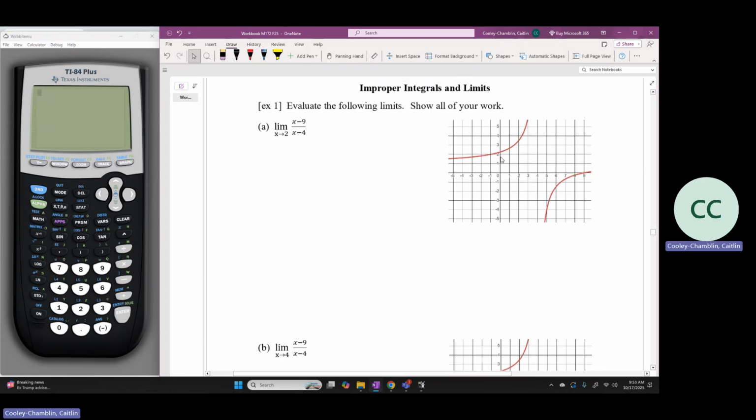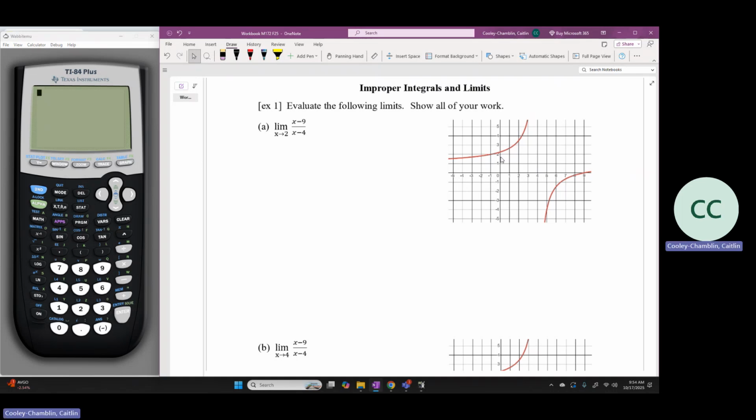Limits. The limits you have probably seen in your Calc 1 class. However, today we're going to get to a rule called L'Hopital's rule. And you may have seen that already, but when we get to sequences and series, even with some of these improper integrals on your homework lessons, you're going to want to use L'Hopital's rule. All right, so let's get started.